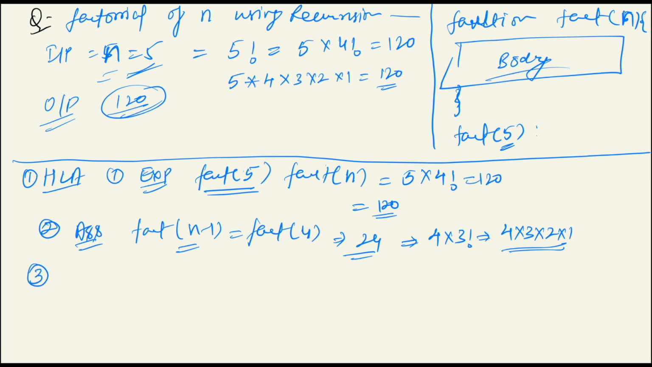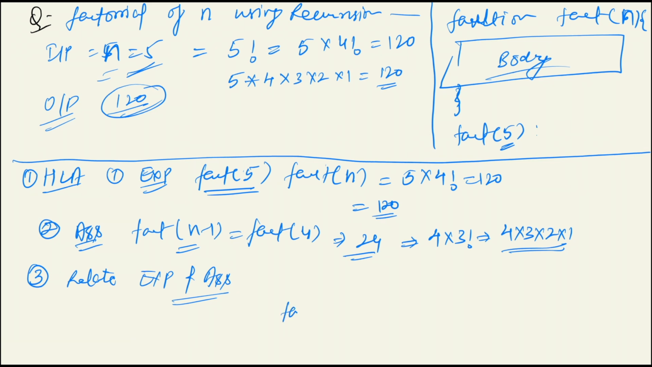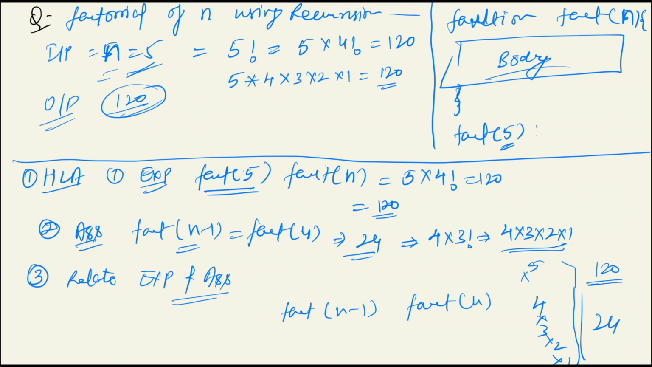And the third step, here we will relate expectation and assumption, right? As we assume that factorial of n minus 1 will already produce its value, that is, factorial of 4 will produce 4 into 3 into 2 into 1, that is 24. And what we need to do is multiply by n, like we need to multiply 5. Now what will be the value of this block? That will be 120. So this is our required output.